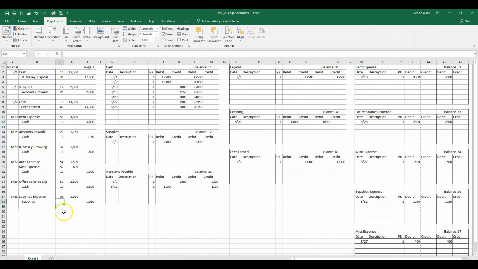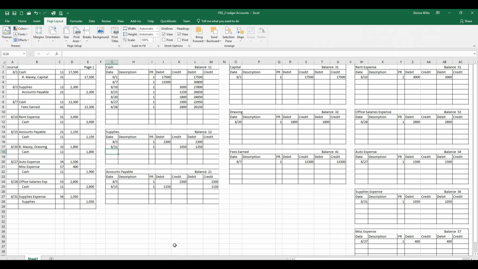Now I am adjusting my supplies because I need to take some of them out. They're no longer there. Supplies are here. On 8/31 from page 1, crediting supplies by $10.50. I'm going to update my balance. I had $23.00 of supplies. I have used up $10.50. I now have $12.50 left in my supplies account.